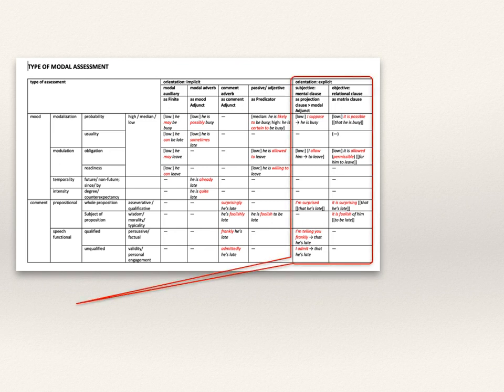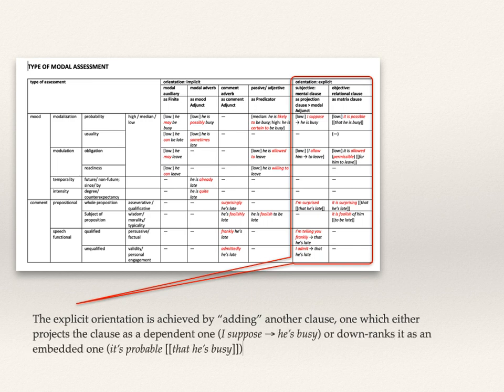So we can make the important generalization that the explicit orientation is made possible and achieved by adding another clause, one which either projects the clause as a dependent one, as in, I suppose, projected he's busy, or downranks it as an embedded one, it is probable, and then downranked, that he's busy. It is in this sense that the two forms of explicit orientation co-opt aspects of the ideational lexicogrammar to expand the expressive resources of the interpersonal lexicogrammar, more specifically, the resources for making the orientation subjective, objective, explicit.